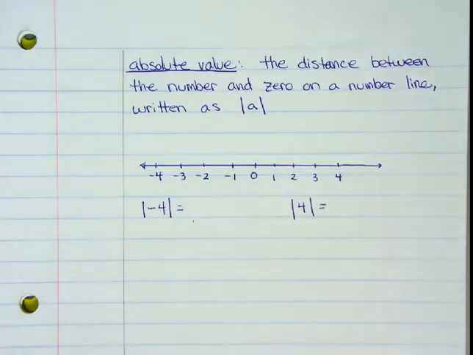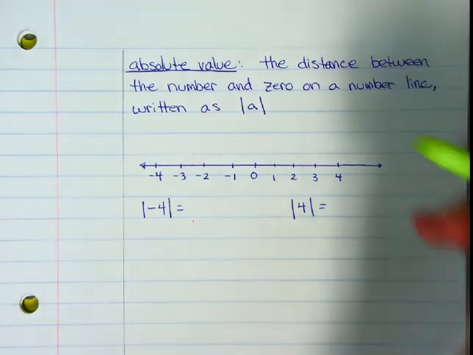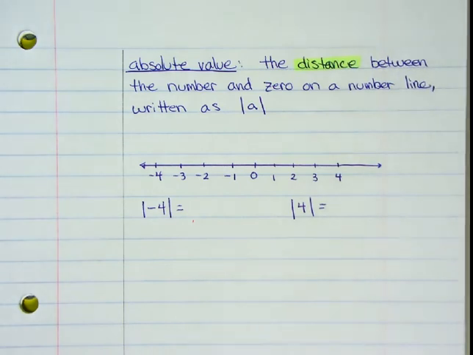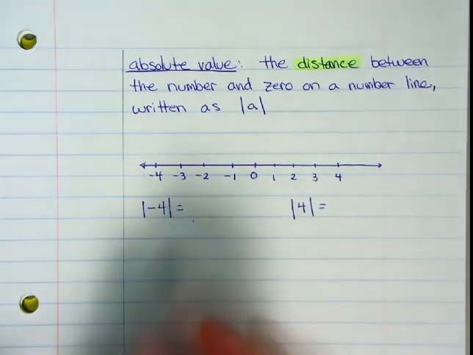Now we're talking about absolute value. And so absolute value is the distance. The distance, really important to know that. It's the distance between a number and 0 on a number line. And it's written with these two vertical lines around that number. So, for instance, the question is, what is the absolute value of -4?